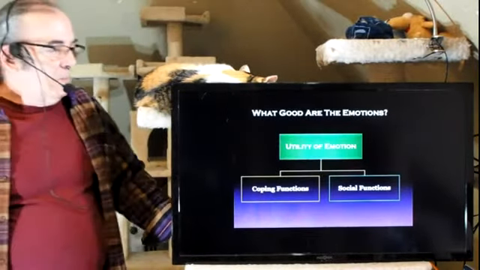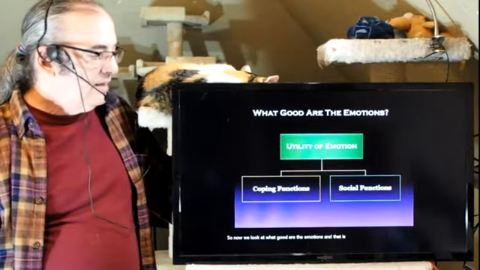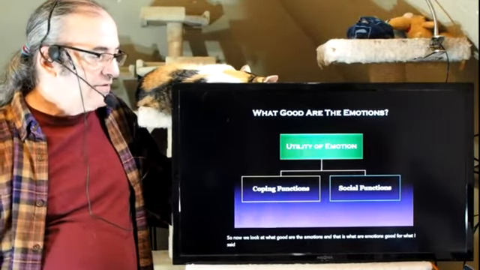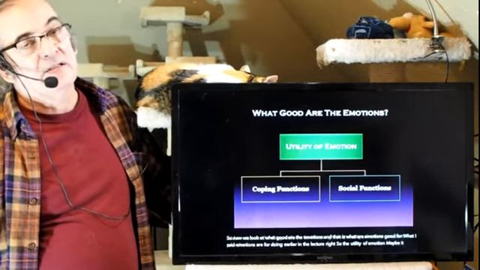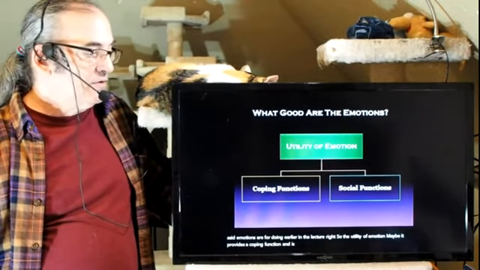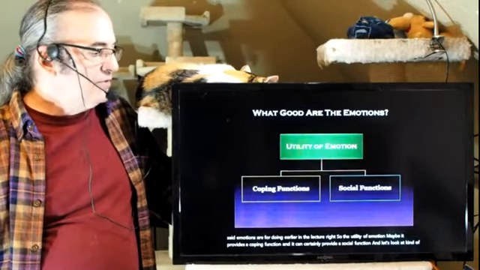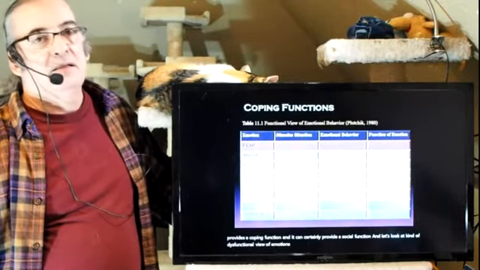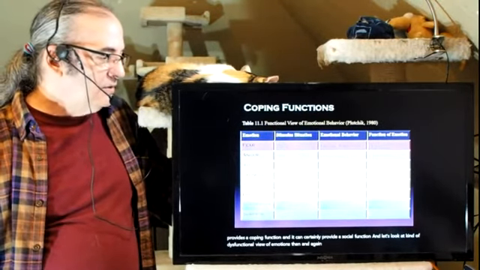So now we look at what good are the emotions, and that is, what are emotions good for? Well, I said emotions are for doing earlier in the lecture, right? So the utility of emotion. Maybe it provides a coping function, and it can certainly provide a social function. And let's look at this functional view of emotions then. And again, there'll be argument, there'll be contention about this.